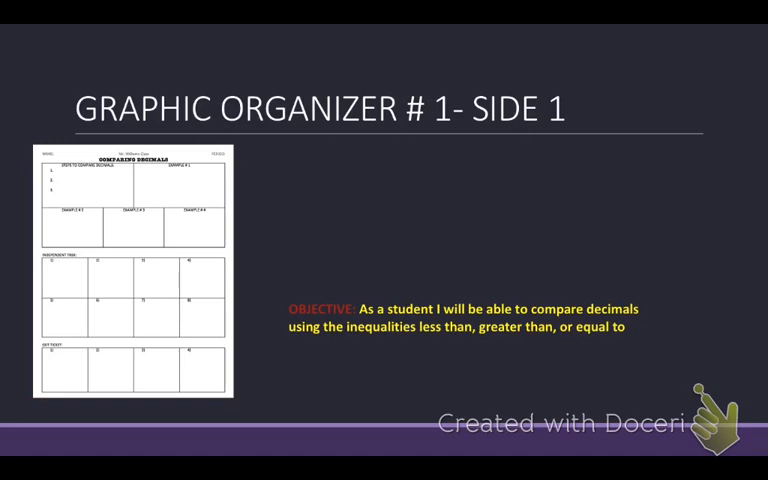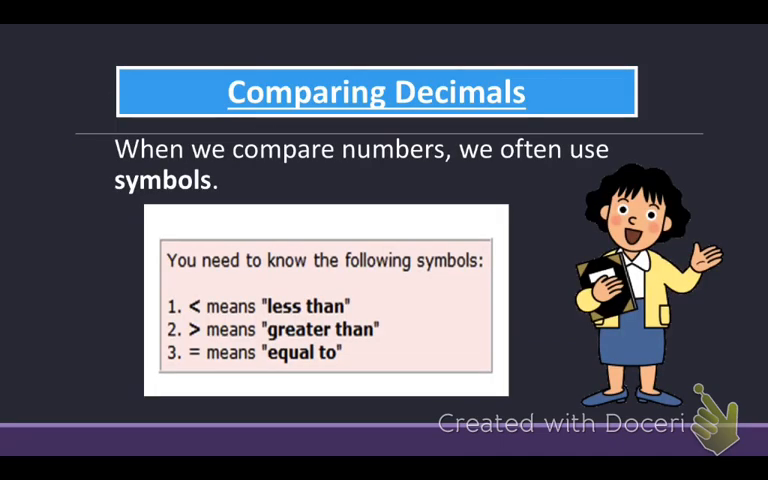You should get graphic organizer number 1. We are working on side 1, which says comparing decimals at the top. You will need to pause this video right now, go back to the mailboxes in the back, and find graphic organizer number 1. We are working on side 1. Let's move on. Okay? You're going to be comparing decimals. All right, when we compare numbers, we often use these 3 symbols, the ones we just talked about. You need to know the following. We need to know less than, greater than, and equal to. This should be a review.